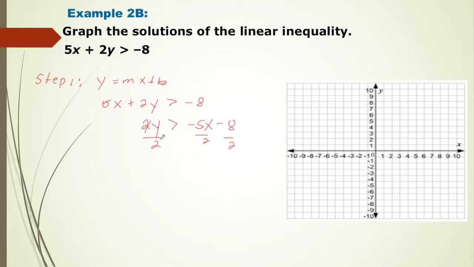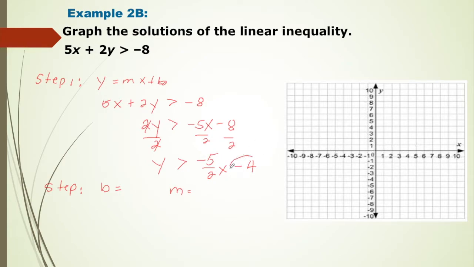2 divided by 2 is 1. So we have y greater than negative 5 over 2 x minus 4, since negative 8 divided by 2 is negative 4. And then step number 2 is to plot the points, but let us identify the y-intercept and the slope first, because these will be our points on the line.